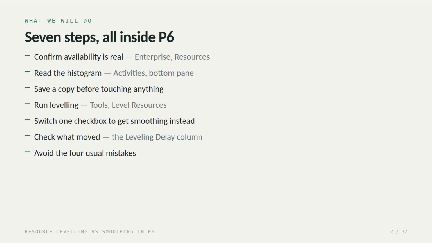First, we confirm your availability figures are real under Enterprise Resources. Then we read the histogram in the Activities window. We save a copy before touching anything. We run leveling from Tools, Level Resources. Then I'll show you the single checkbox that turns leveling into smoothing. We check what actually moved, and we finish with the 4 mistakes I see most often.